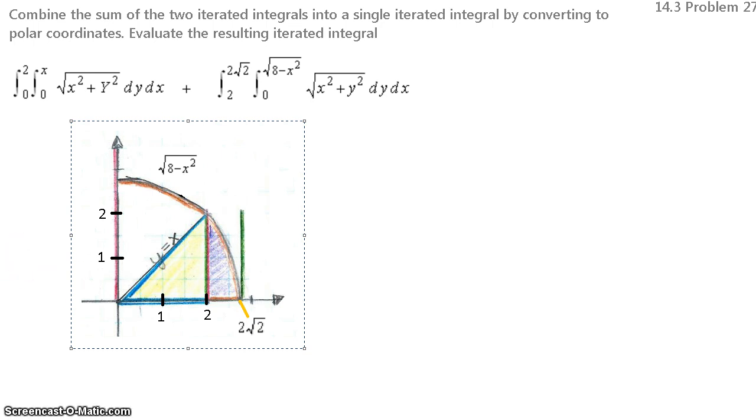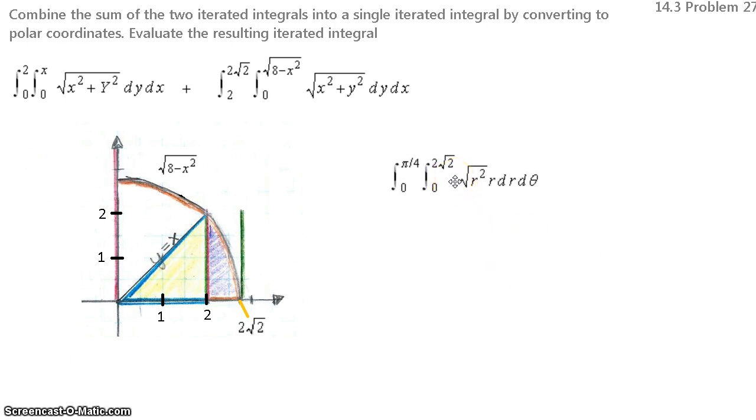So now that we have this picture, we can go ahead and take these two iterated integrals and put them into one iterated integral. And that gives us this right here. So all we're doing is taking the boundaries of this region in terms of polar coordinates. We have a radius of 2 root 2, and we have an angle of 0 through pi divided by 4. So that looks like this, basically.